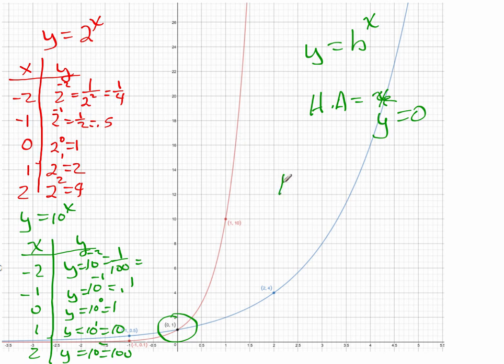The domain of any exponential function is all reals, and the range, with no modifications here, is y greater than 0. It will never actually include y equals 0.